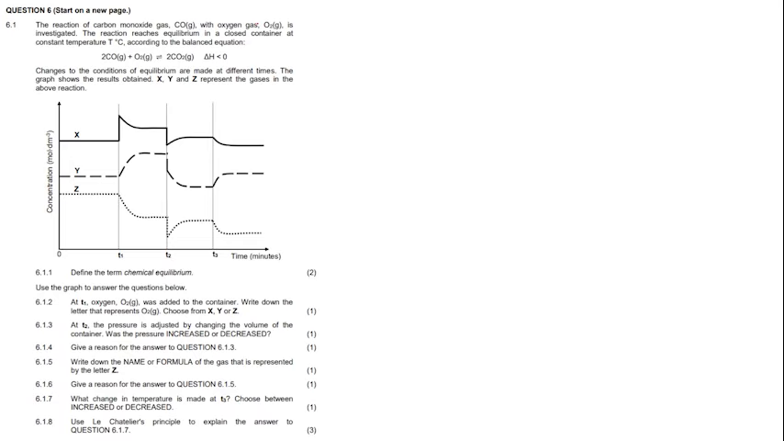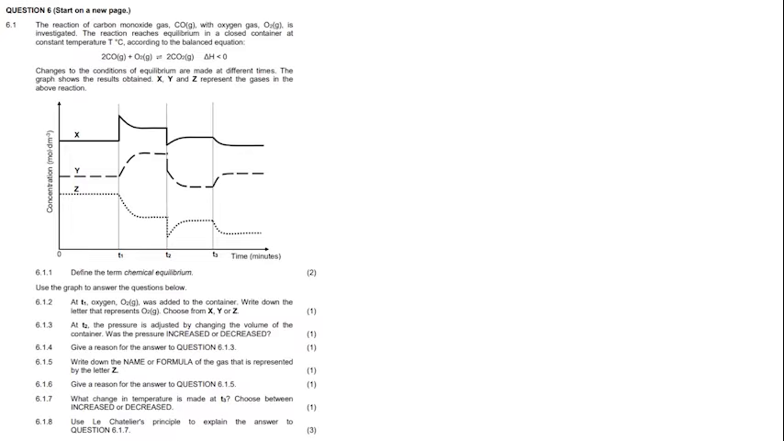Today we're going to be looking at a question on chemical equilibrium. The reaction of carbon monoxide gas with oxygen gas is investigated. The reaction reaches equilibrium in a closed container at constant temperature T degrees Celsius, according to the balanced equation. Changes to the conditions at equilibrium are made at different times. The graph shows the results obtained. X, Y, and Z represent the gases in the above reaction.